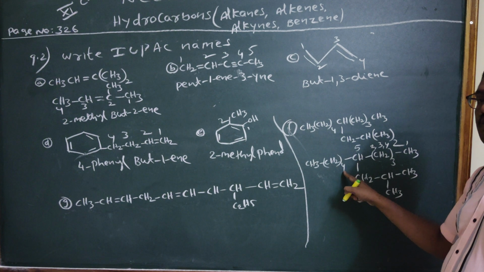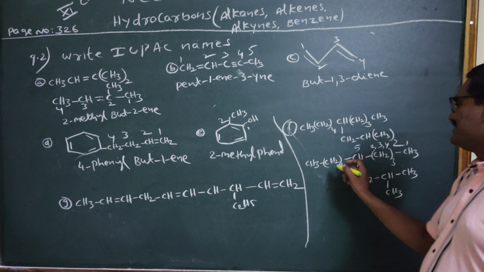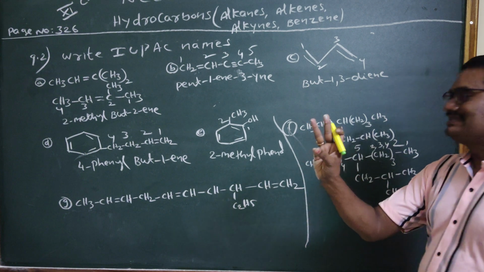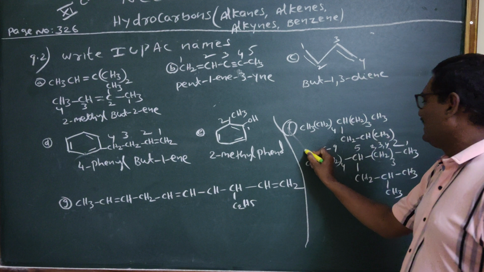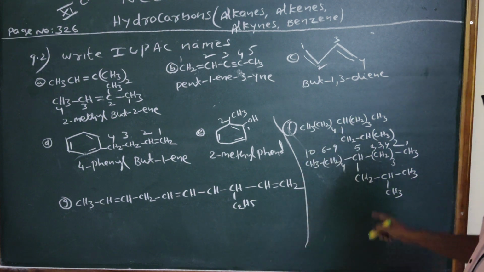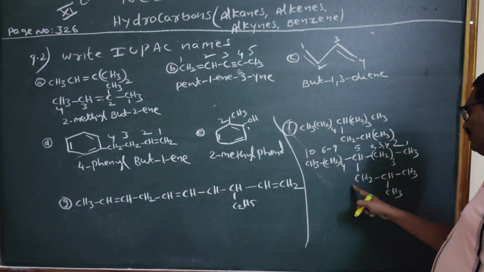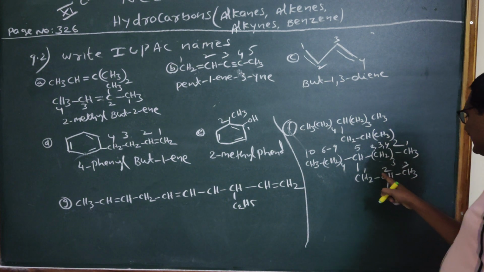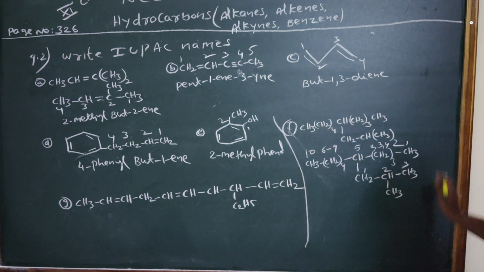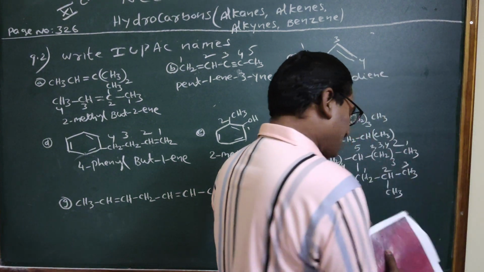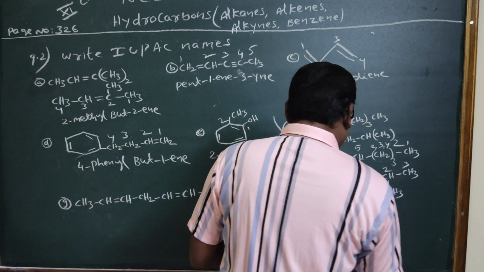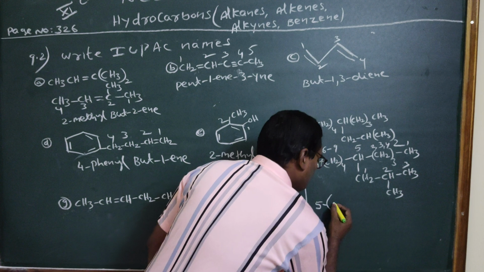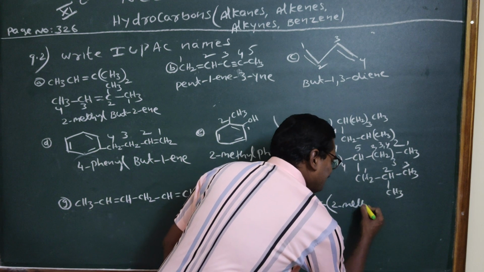Next, four carbons, CH2, CH2, CH2, CH2, so 6, 7, 8, 9 and 10. Next, the branch is at the fifth place. So we give numbering 1, 2, 3, with the methyl at the second place. So the fifth place contains a 2-methylpropyl.